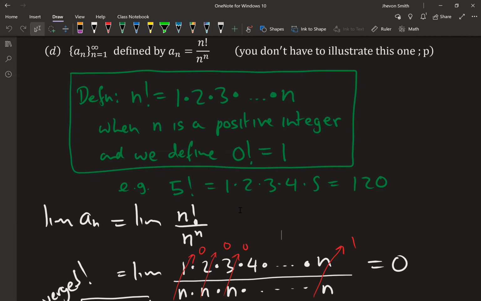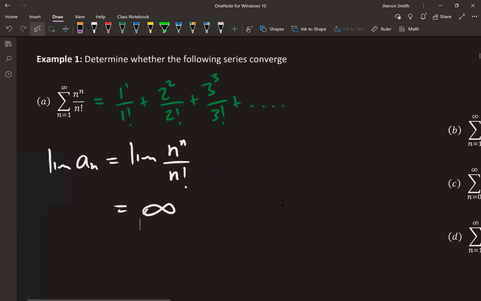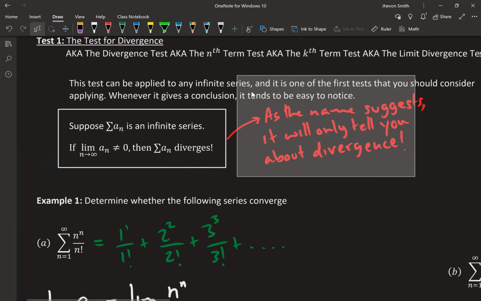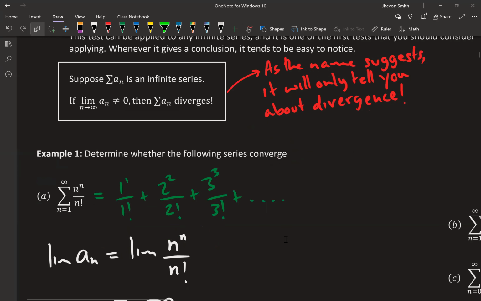No, it does not converge, and there are two reasons why. The first thing is, this is upside down. This is not our problem. The problem we're looking at is the series of n to the n divided by n factorial. So it doesn't go to 0, it goes to infinity. So that's the first thing. The second important thing is that, as I mentioned here, it can only tell you about divergence. It does not tell you about convergence. So no, you can't conclude any convergence. Even if the limit was 0, you cannot conclude convergence.